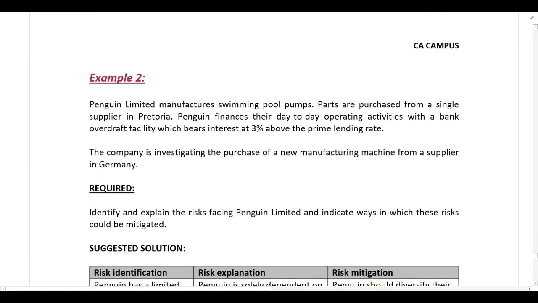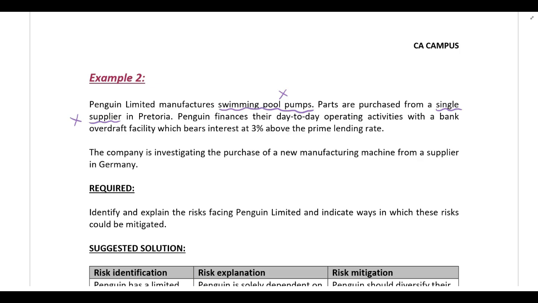If we then look at example 2, we have Penguin Limited, which manufactures swimming pool pumps. Parts are purchased from a single supplier in Pretoria. So we have a company making swimming pool pumps. They only have one product, which is definitely a risk because they are solely dependent on the sale of that one product. The parts are purchased from a single supplier. That is also a risk or a negative aspect for this company because they are solely dependent on one supplier. If that supplier goes out of business or if that supplier delivers late, it's going to result in lost sales for Penguin.